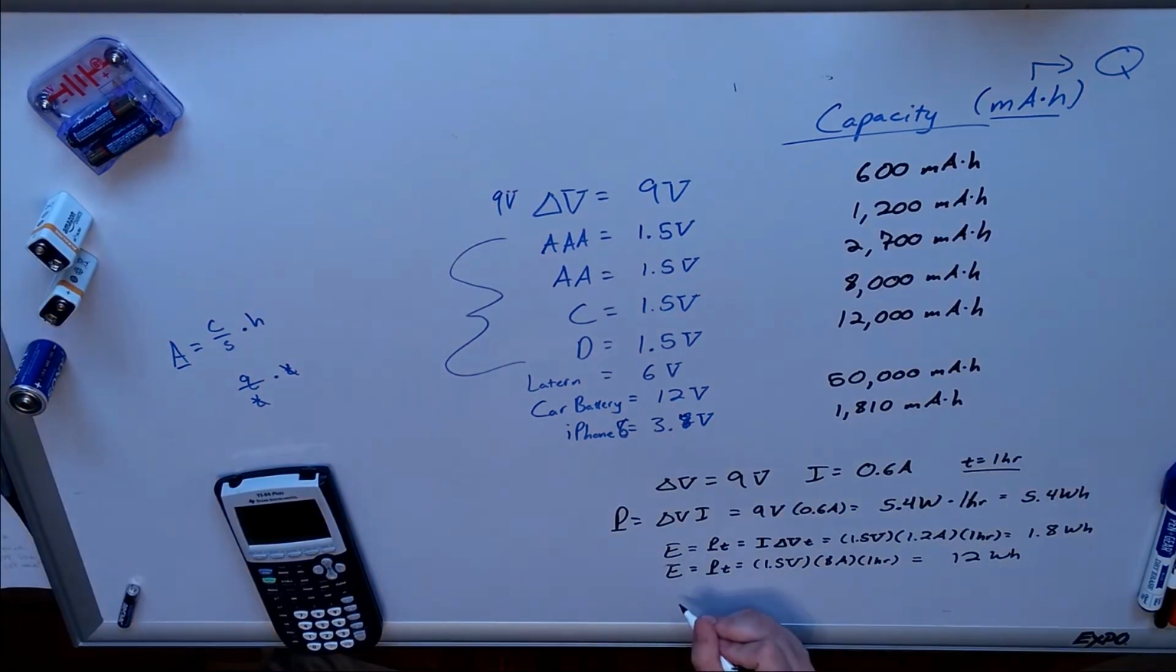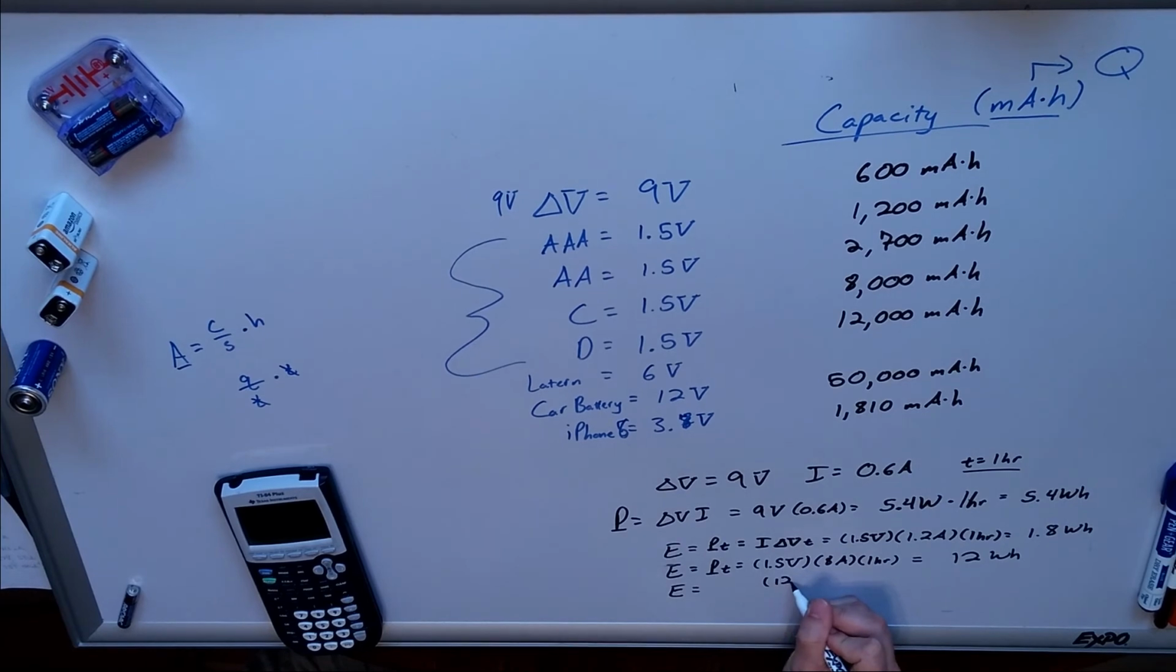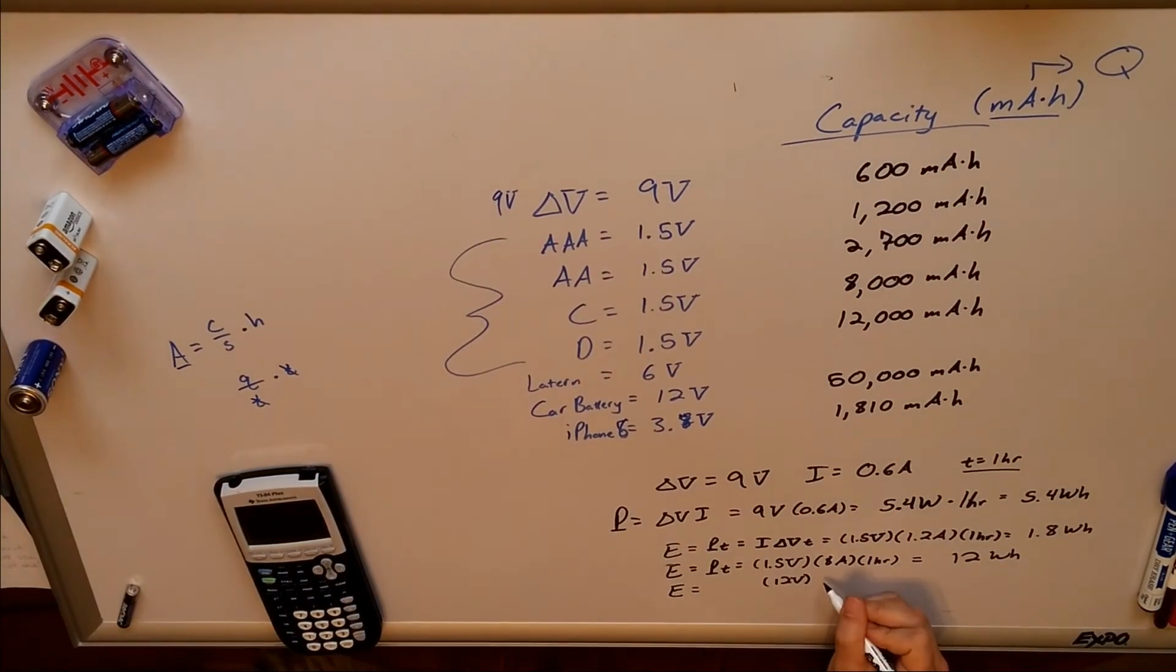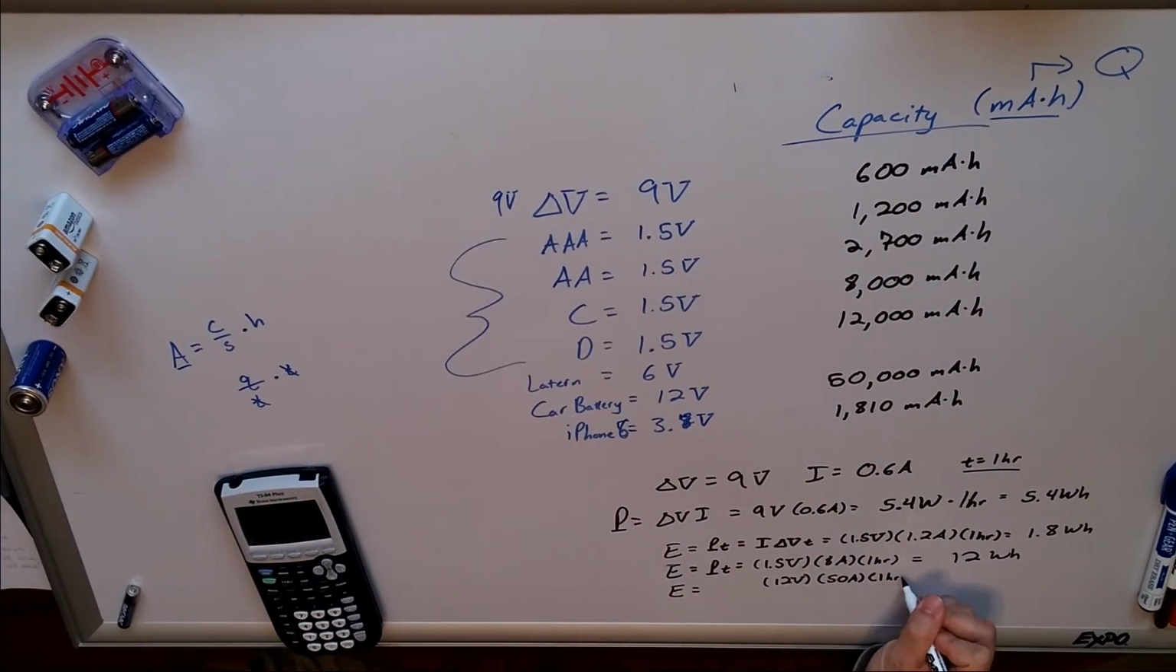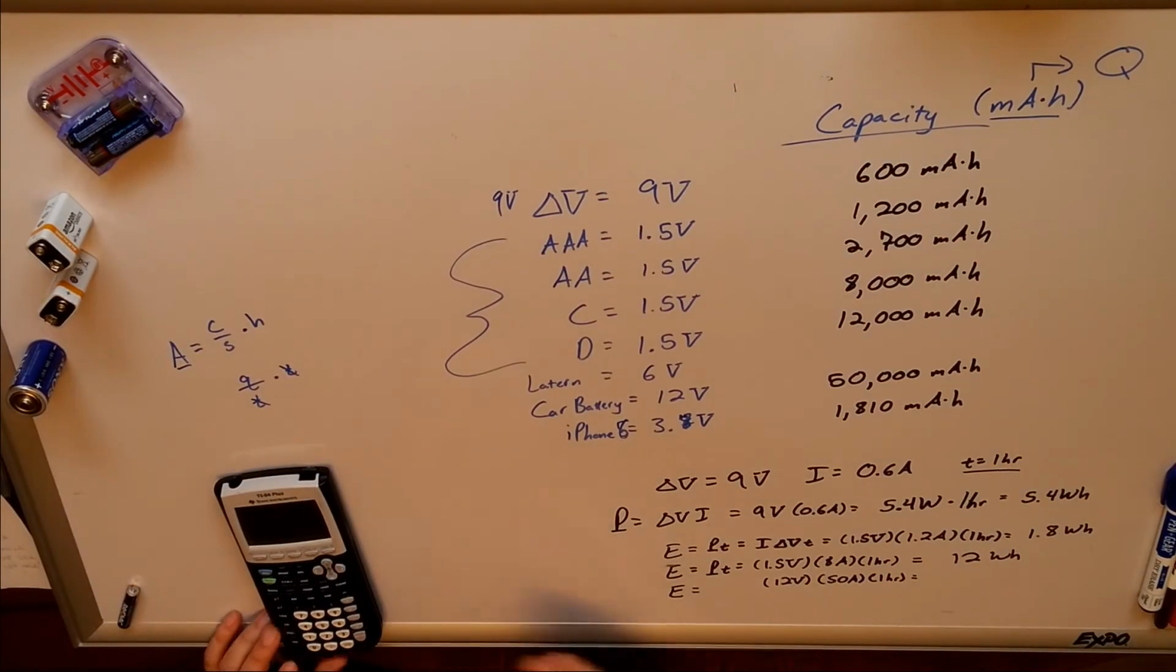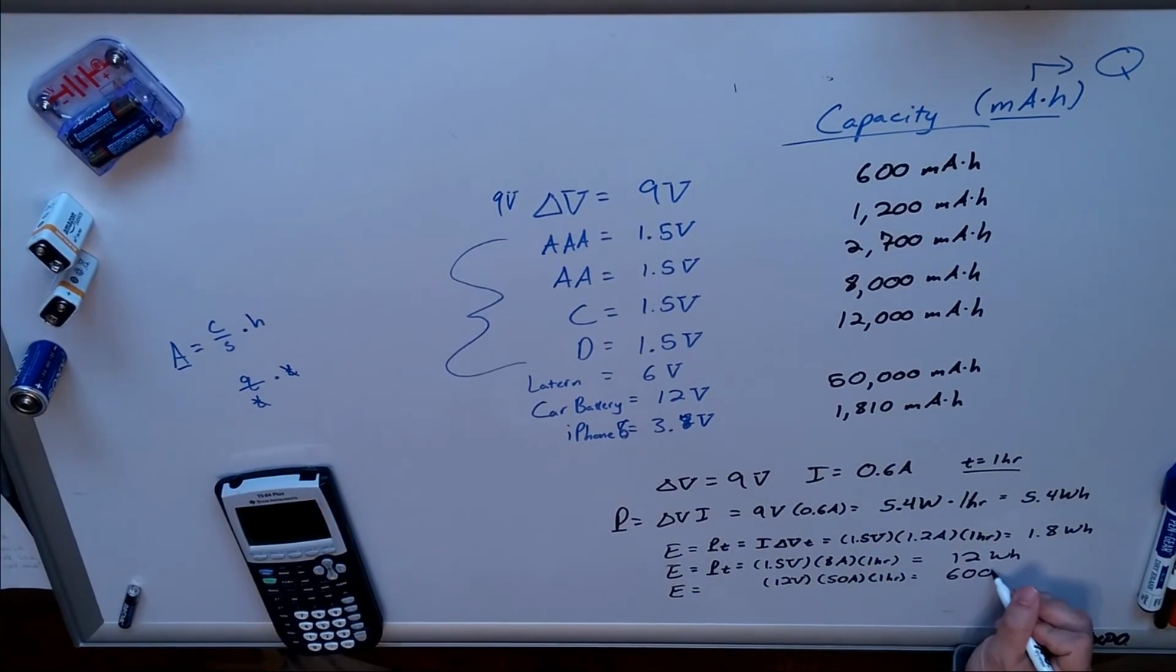Let's get an idea of, say, the car battery. That one's going to be interesting. So we've got 12 volts times 50 amp times 1 hour equals 12 times 50, 600 watt hours.